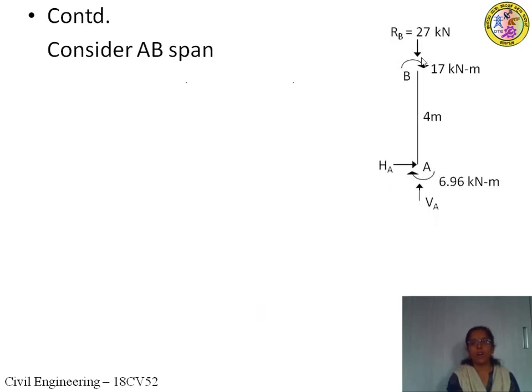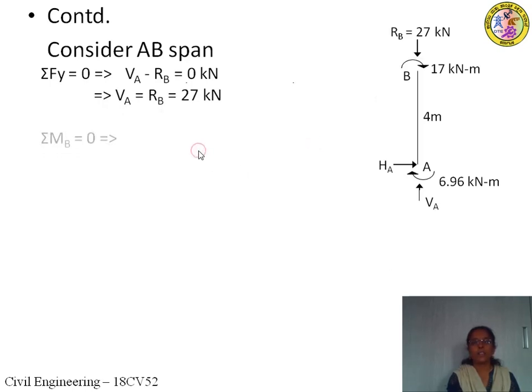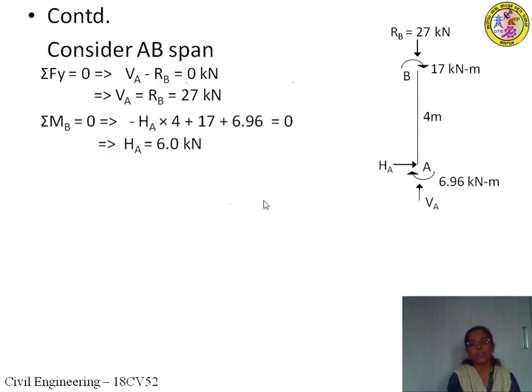Okay, next we will consider the AB member, vertical member. Okay, so Rb is acting as the downward force. So let us assume HA in this direction. Apply sigma Fy is equal to 0, which gives Va minus Rb equals 0. Therefore Va equals Rb equals 27 kilonewton. Next, sigma Mb is equal to 0. So minus HA into 4, okay, plus 17 plus 6.96, that is equal to 0, which gives HA as 6 kilonewton.